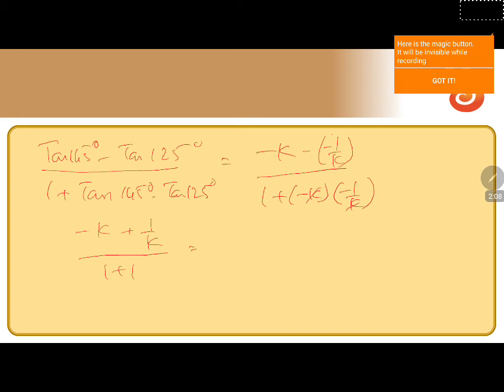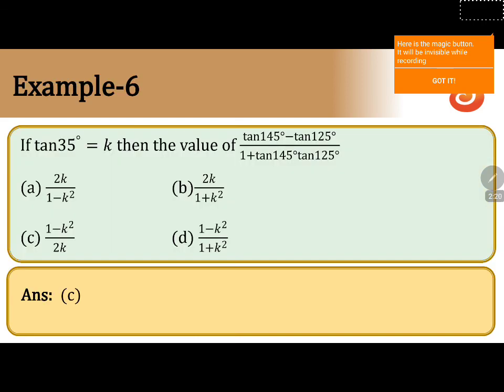1. Take LCM here: k minus k square plus 1 by 2, that is 1 minus k square by 2k. So that's how you will get 1 minus k square by 2k, C, as the answer for that.